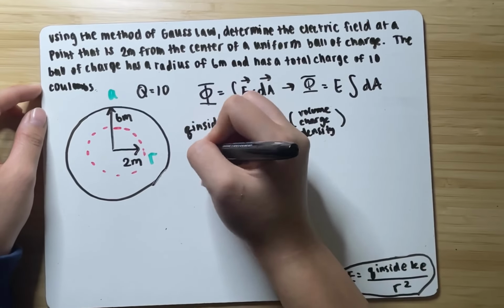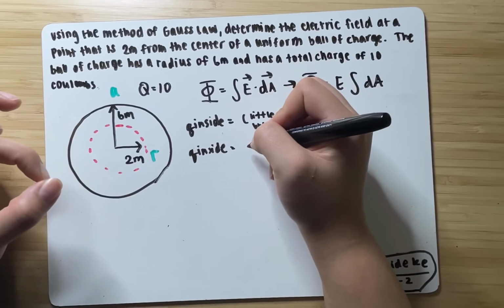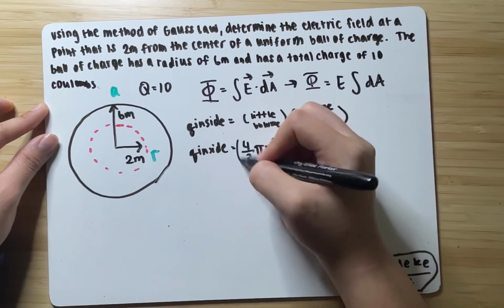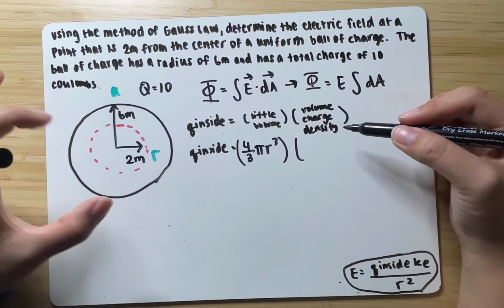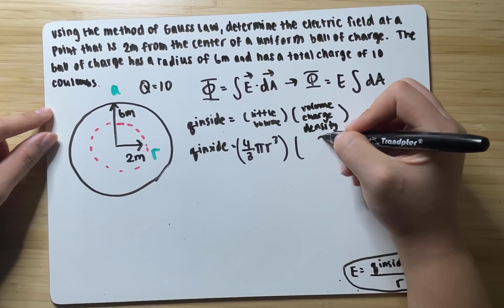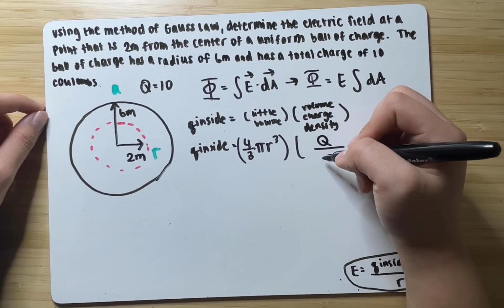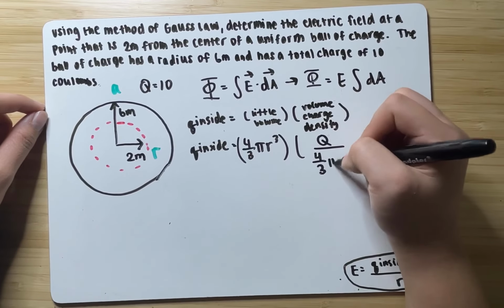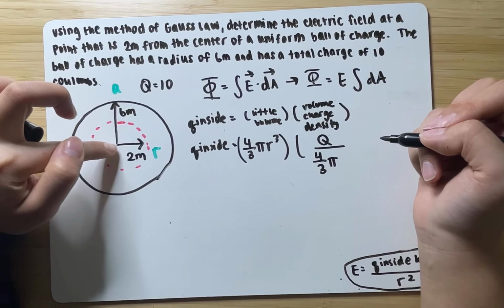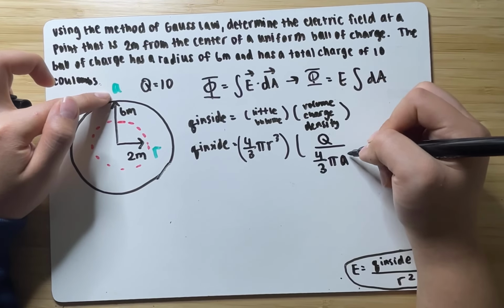what is the little volume? The little volume would be just the volume of our little Gaussian shape. So it's going to be, because our shape is a sphere, volume of a sphere is 4 over 3 pi r cubed. And now volume charge density, it's going to be the volume of the whole ball, but you're going to divide that by the charge. Okay, so it's going to be the charge over 4 pi, and instead of r, it's going to be the length from the center to the outer circle, which we have as a. So it's going to be 4 pi a cubed.